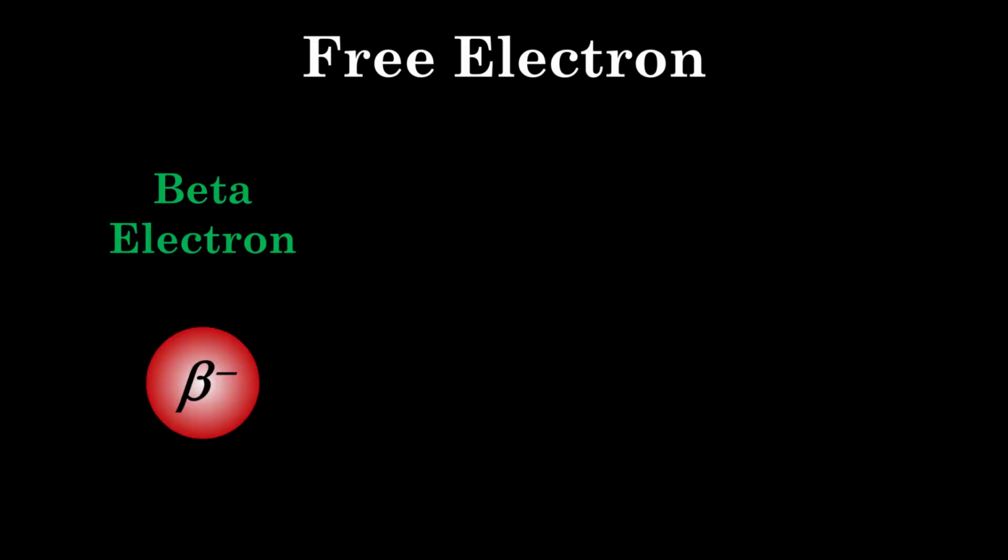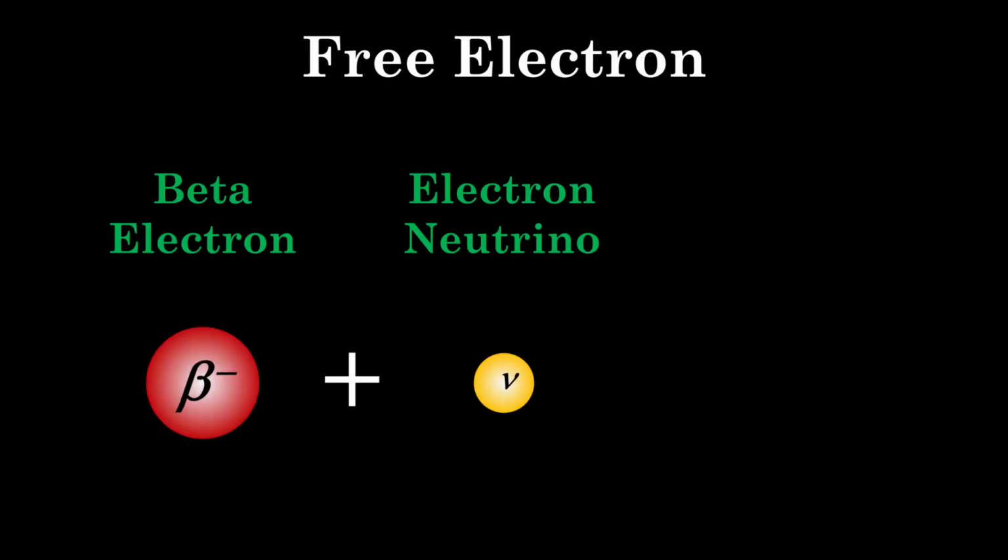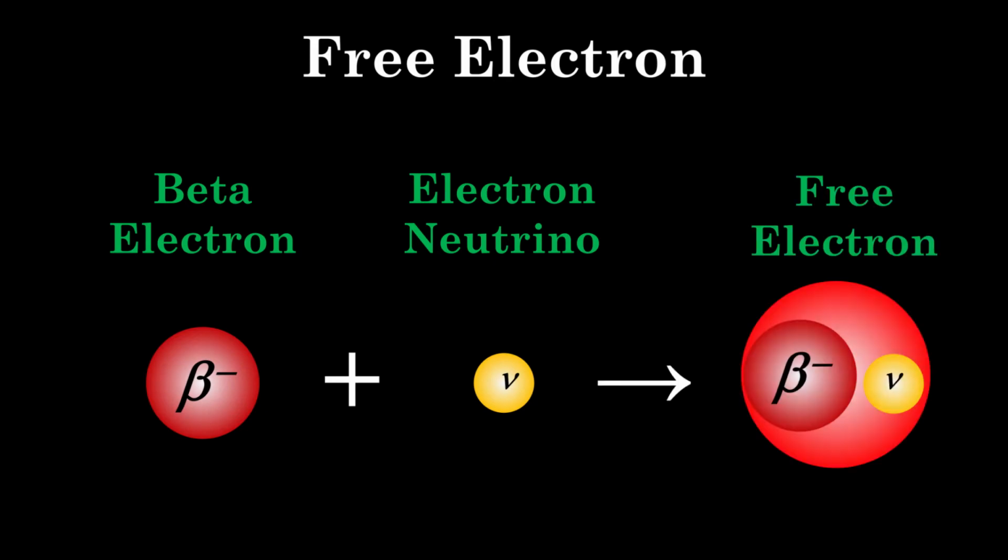Our model of the free electron is a so-called beta electron coupled with an electron neutrino. So how do these two particles come together to form the free electron? The electron magnetic moment may provide the answer to this question.